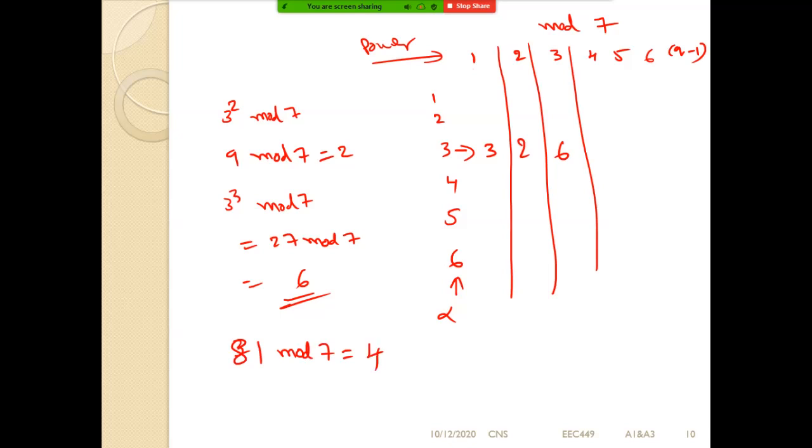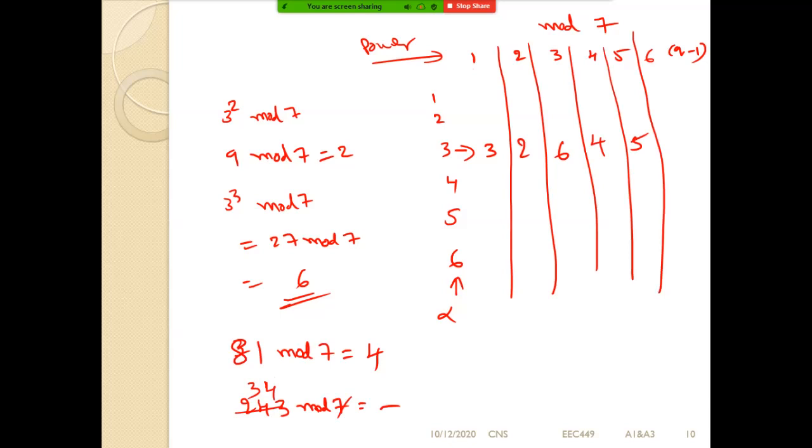So 4. 7 elevens are 77, so 4. Next, 3 power 5 means 243 mod 7. What is the value? 7 threes are 21, 7 fours are 28. So 5. The next one, 243 into 3 means what? 729 mod 7. What is the value you will get?